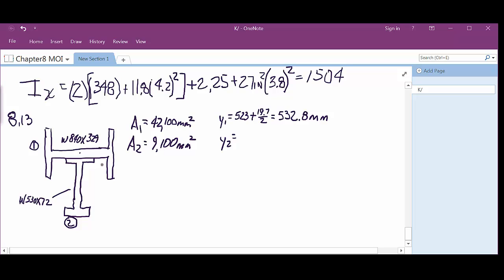Those values are given in the book, right? The web thickness and such, there's a sketch there, and it shows you all those different values. Okay, then Y2 was simply 523 divided by 2, 261.5, right?